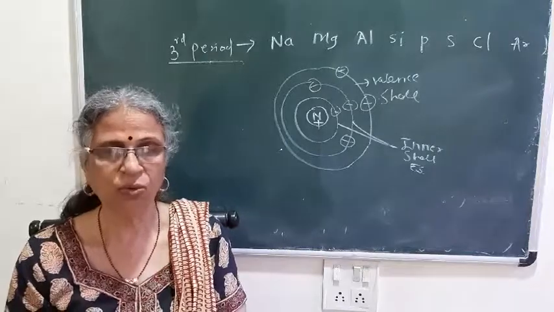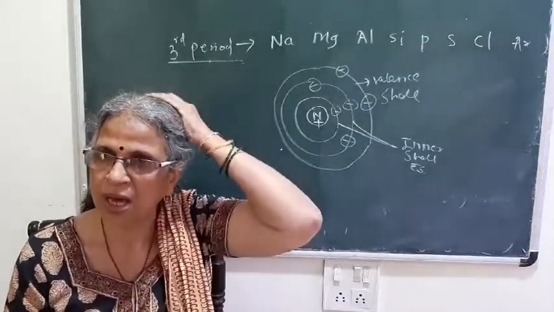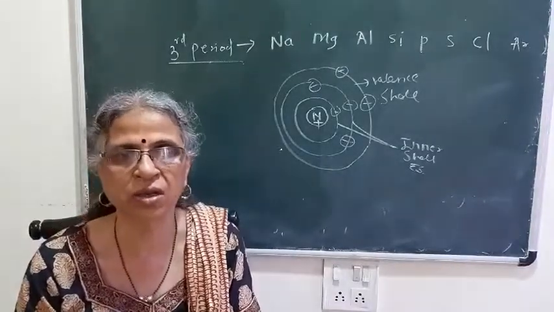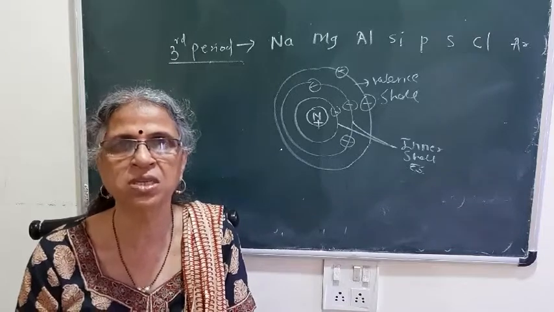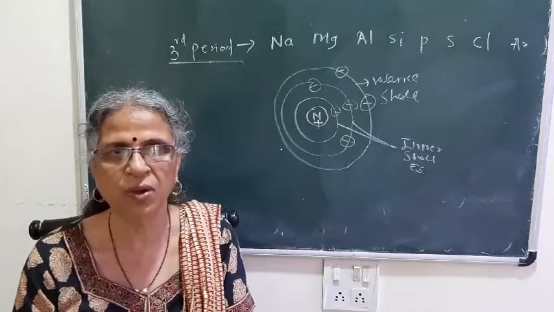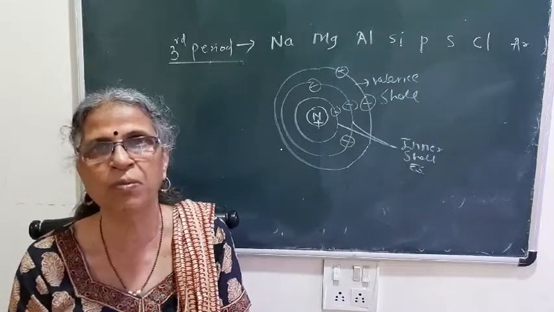Followed? Now we are going to see the trends in a period and a group regarding this metallic and non-metallic character. So whenever we use the word metallic character, that means electropositivity, and when we use the word electronegativity, that is non-metallic character.